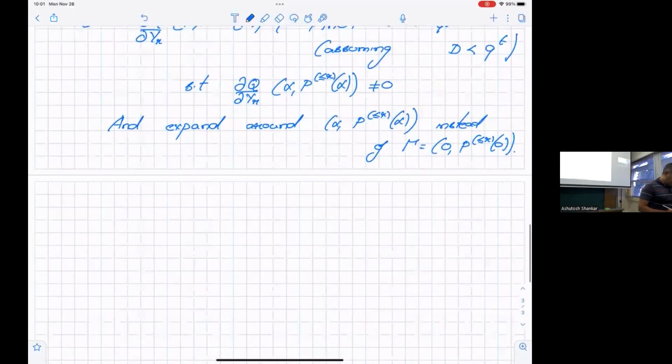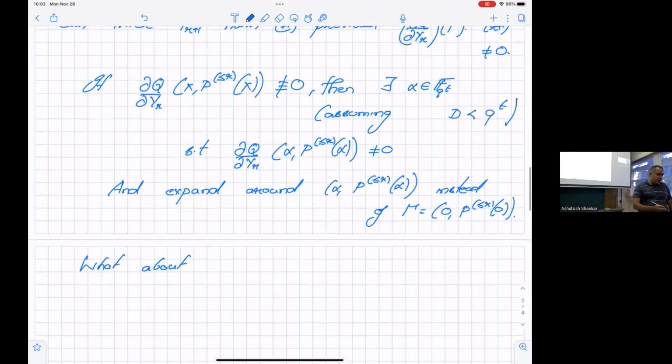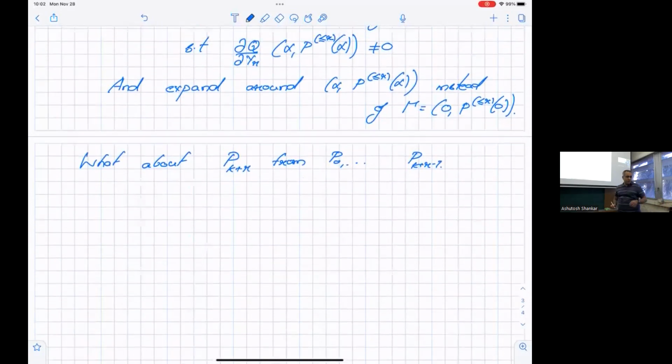Okay, this is for extracting just p_{r+1} from p_0 to p_r. In general, what about extracting p_{k+r} from p_0 all the way up to p_{k+r-1}? The procedure is going to be almost identical. I don't want to write down the query detail. What you just do is go mod x power k plus 1.